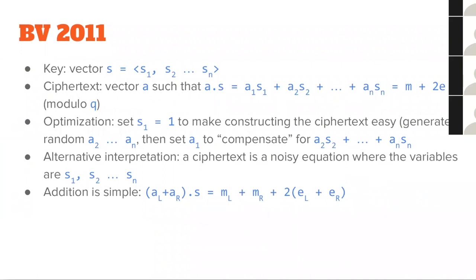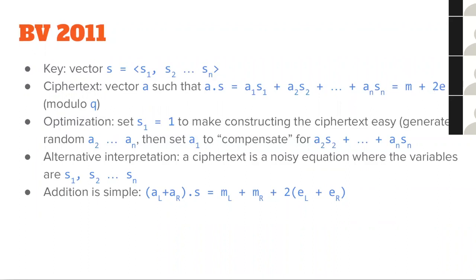So the key is going to be a vector of numbers, S1, S2 to Sn. And the ciphertext is going to be a vector A that satisfies the property that A dot product S is a message plus an even error. And this is all going to be done modulo some odd Q. Q doesn't have to be prime, but it has to be odd. So basically, you generate an A such that A1S1 plus A2S2 plus dot dot ANSN equals M plus 2 times your error.